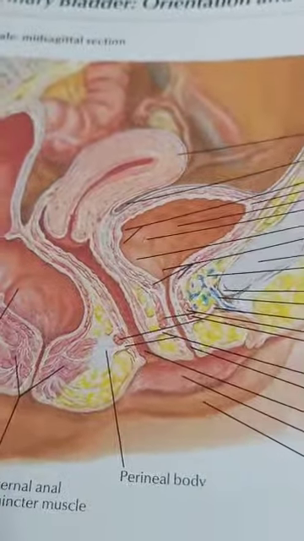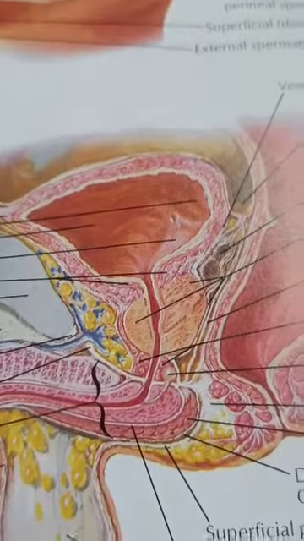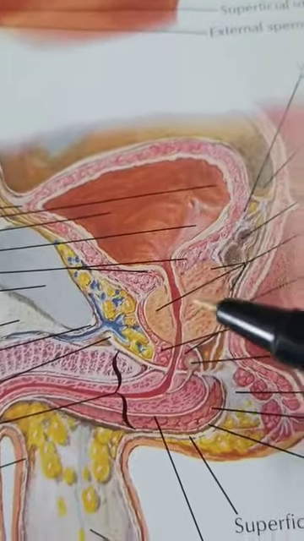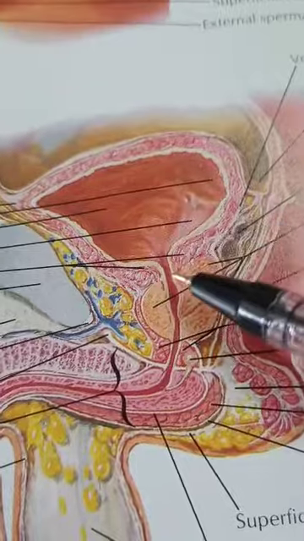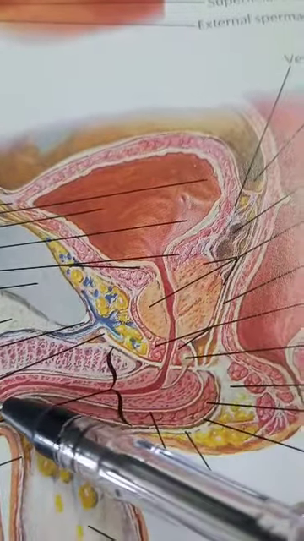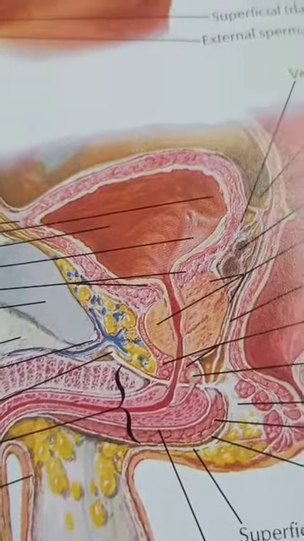Next we will study the male urethra. This is a section of the male urethra, and the male urethra is 18 to 20 centimeters in length. This is the urinary bladder, and here we can see the male urethra, this red line going like this. So it is 18 to 20 centimeters in length.